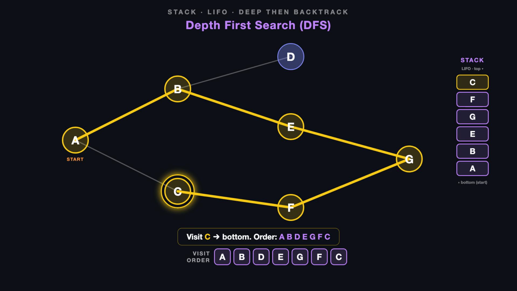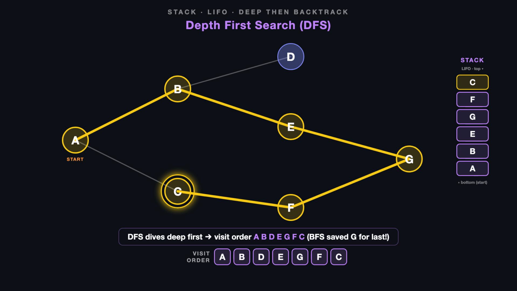The visit order, A, B, D, E, G, F, C. Notice, depth first hits G on its very first plunge, while breadth first saved G for last. Same graph. Because the stack is last in, first out, it always dives into the most recent node first.